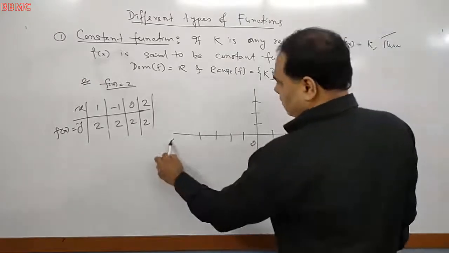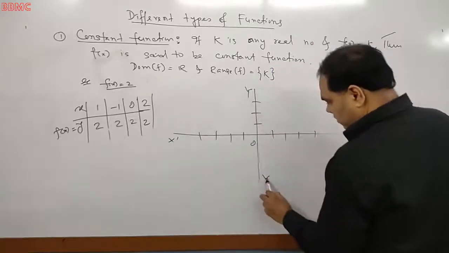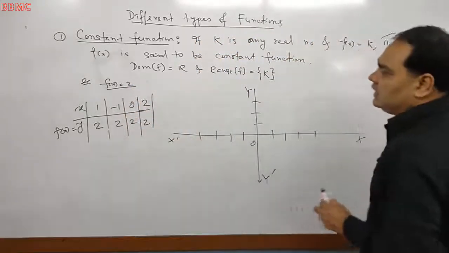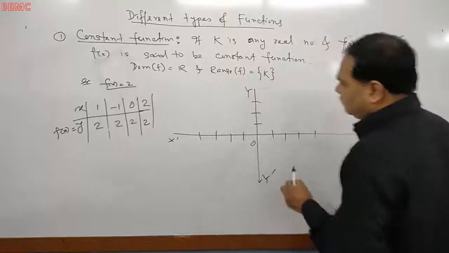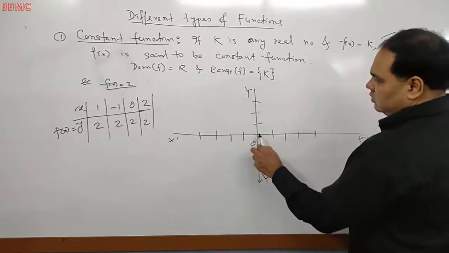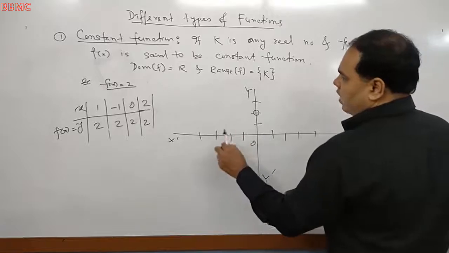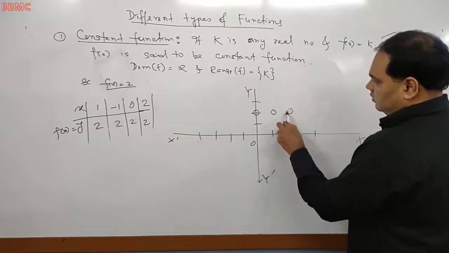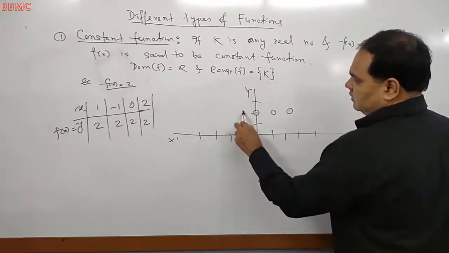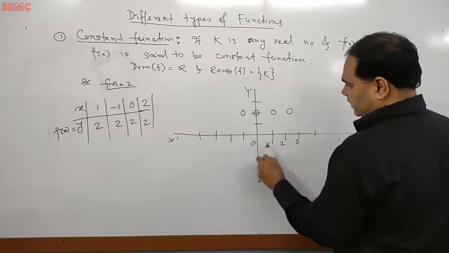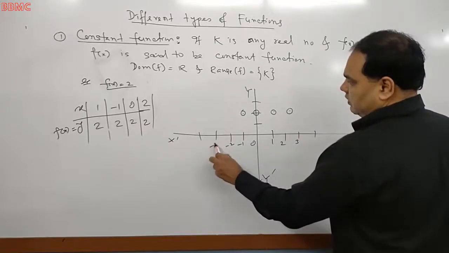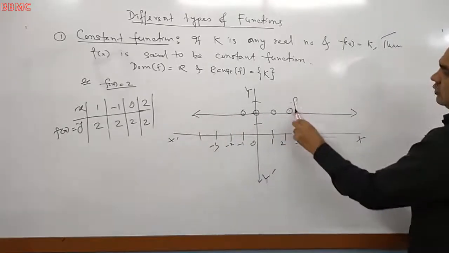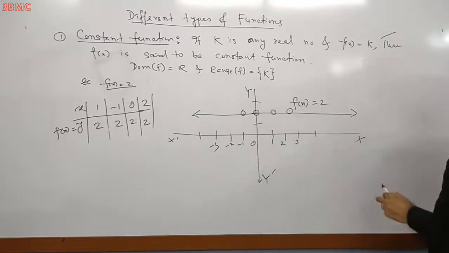This is x'ox, x this, y'oy, y this. f(x) is equal to 2. 2 is a constant. We can say that it is a graph parallel to x-axis. In which way? Let's go. 0, 2, 1, 2, 2, 2, minus 1, 2, 1, 2, 3, like this, minus 1, minus 2, minus 3, like this. This is the graph which represents f(x) is equal to 2.